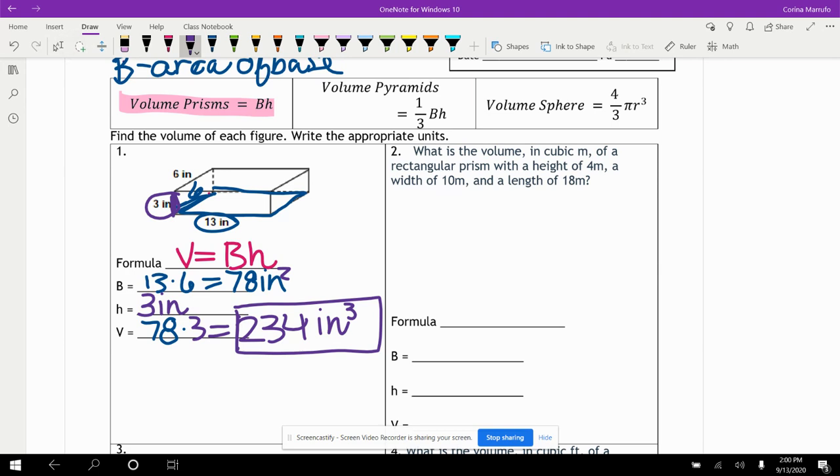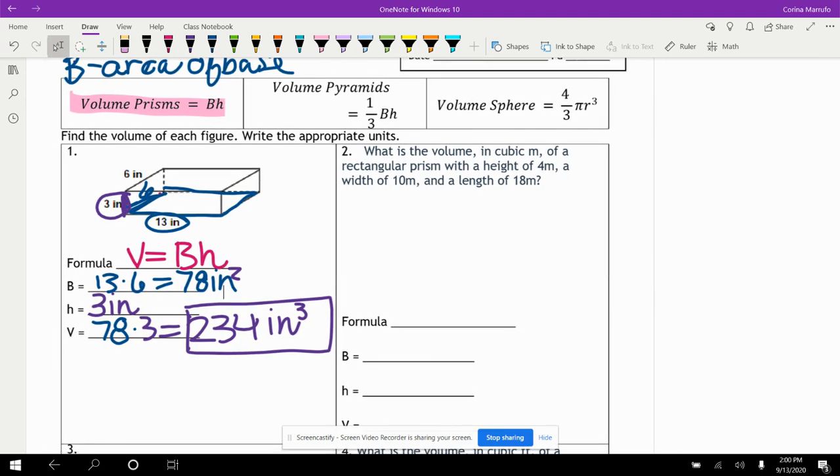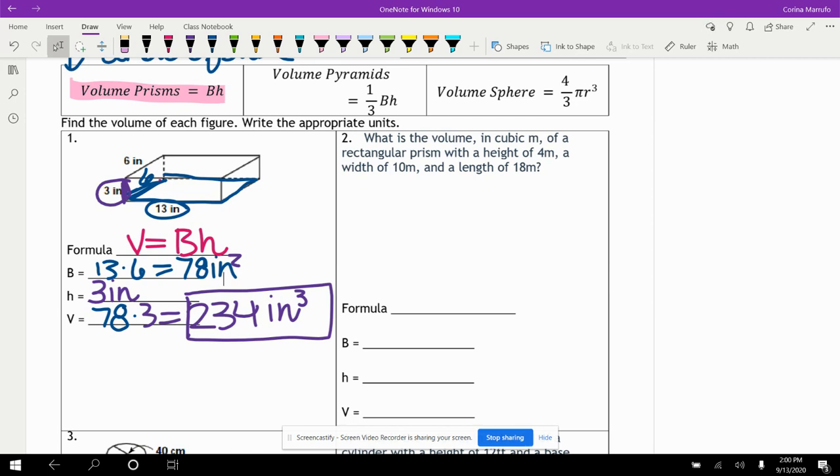Now this one says, what is the volume in cubic meters of a rectangular prism with a height of 4 meters, a width of 10 meters, and a length of 18 meters? On here, you can go ahead and draw a picture. I know sometimes our pictures are not going to come out to scale. If you draw two intersecting rectangles and then you connect their ends, that's how you can draw a prism. Now that we drew a prism, it tells us that the height is 4 meters. From here to here, this is 4 meters, so I'm going to write it in here as well. The width is 10 meters and this is 18 meters.